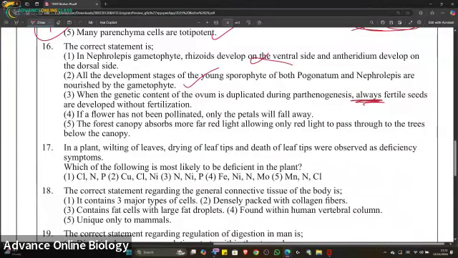If flowering plants have not been pollinated, only the petals will fall away. Wrong, neither. Some of the petals are going to fall even after fertilization, because they are not permanent parts, so they fall away anyway. Wrong. And then, the forest canopy absorbs most of the far red anyway. No, only the red light is going to pass through.